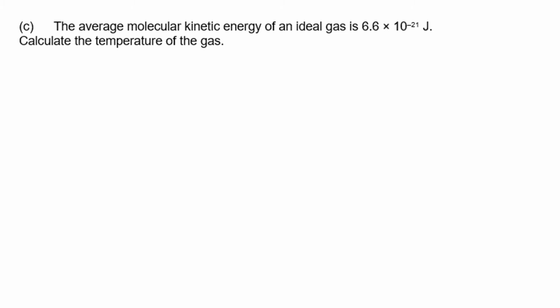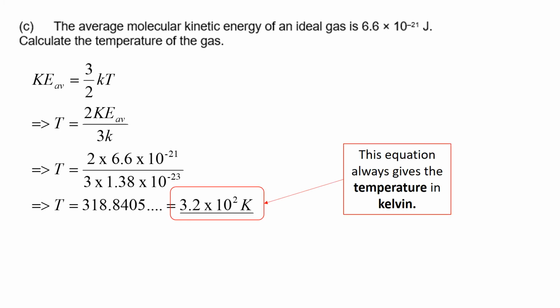Okay, so the last part of this question wants us to work out the temperature if we know the average molecular kinetic energy of an ideal gas. So you should know that the average molecular kinetic energy is calculated using 3/2 kT. That's what all of these assumptions were about, getting us to this equation. So if we rearrange it to make T the subject, put our values in, we get a temperature of 3.2 times 10 to the 2, and it's going to be in Kelvin because the temperature in this equation is in Kelvin.